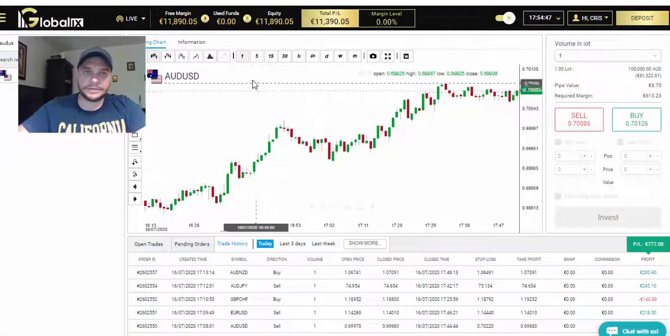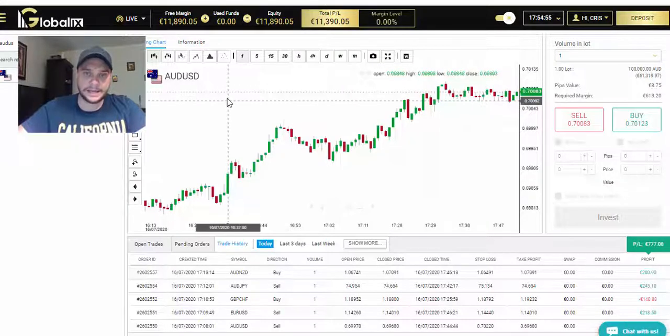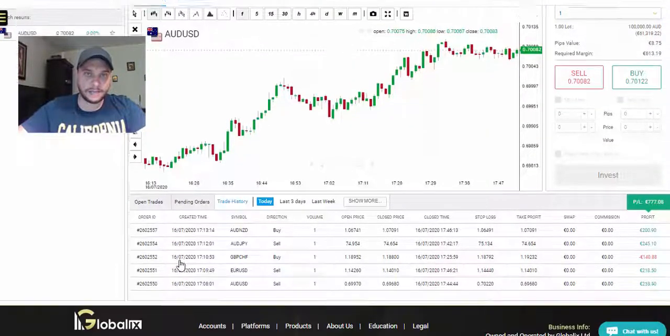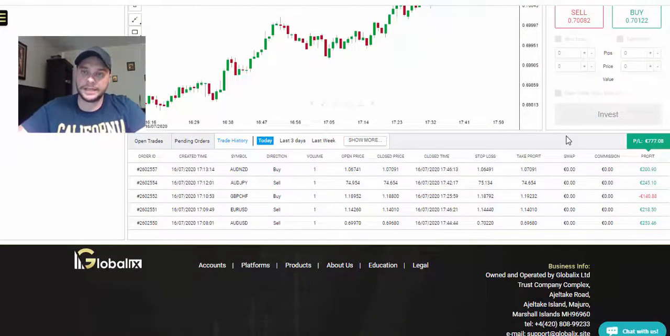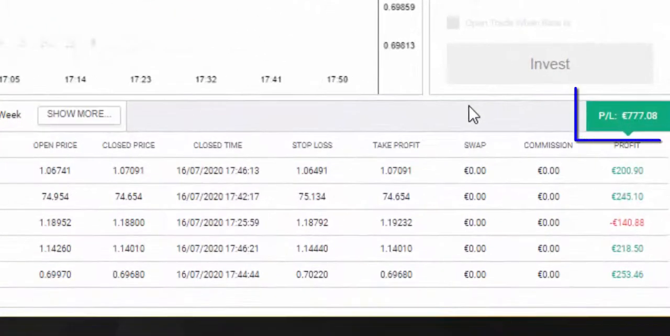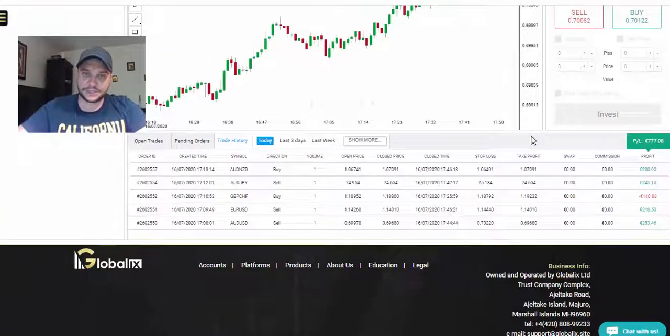So as you can see, my balance has increased. Now I have 11,890.05 euros in my account. And let's have a look at what happened in today's trading session. As you can see, today's profit is 777.08 euros. So this is a very good trading session. Let's have a look at each trade.